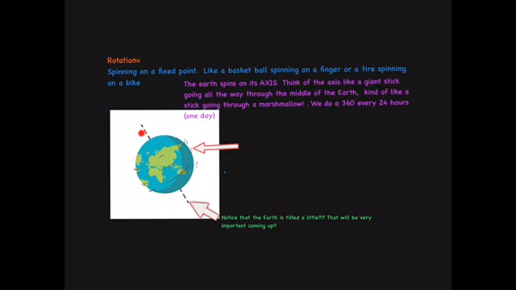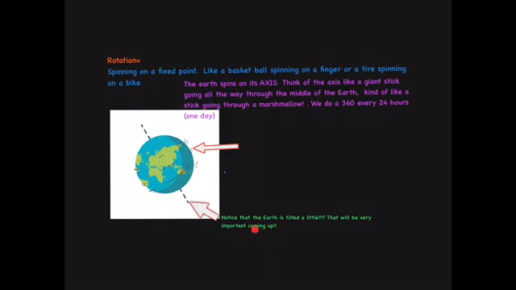You want to keep turning the marshmallow around and rotating the marshmallow so that one part of the marshmallow doesn't just sit on the flame the entire time and burn, and the other side gets cold. So what you want to do is you want to spin that around. You want to rotate that around. And we do a 360 every 24 hours, which is equal to a day.